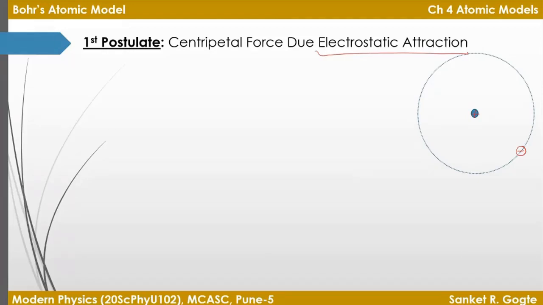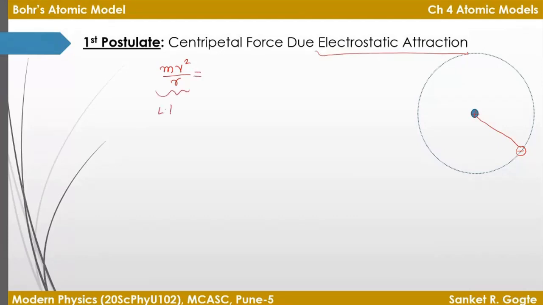Let me quickly write down the relation there. What we know is that centripetal force has the relation of mv square by r. Here, what is m? It is the mass of the electron. Remember that v is the velocity of the electron when it revolves about the nucleus, and r is the distance between the nucleus and the electron. And this is the centripetal force.